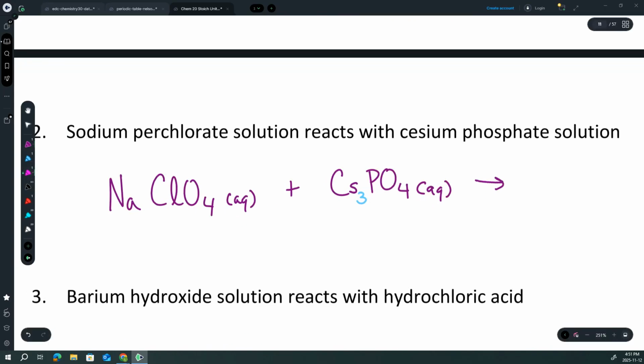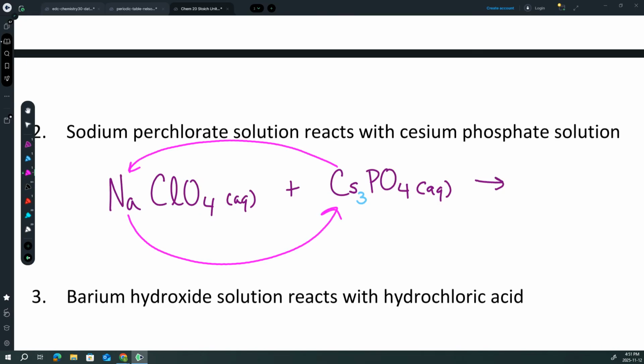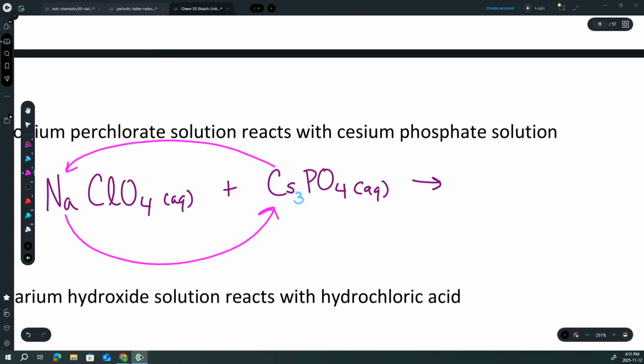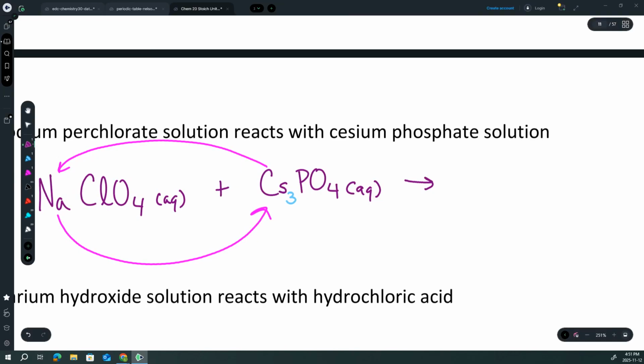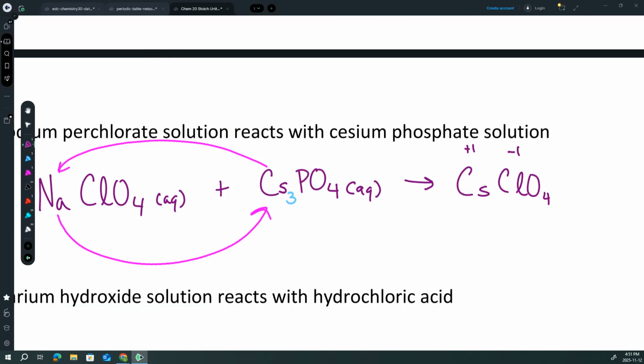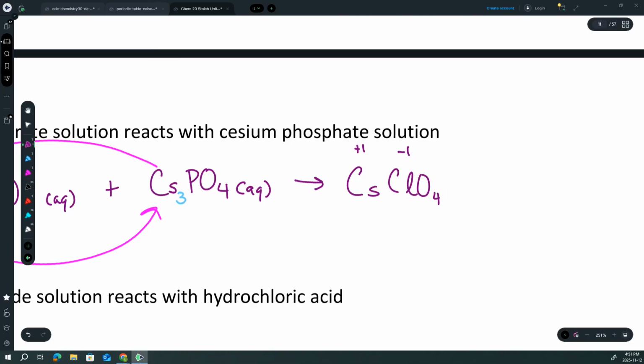Okay, I'm going to stick with positive switches with positive. So remember, this 3 is not going to come along for the ride. Subscripts are only for balancing compounds. So we're going to get cesium, which has a 1+ charge, and perchlorate, which has a -1 charge. So that's already balanced. I'll worry about the states later.